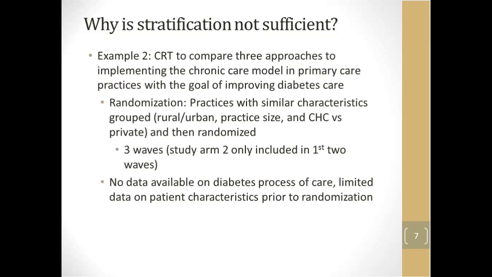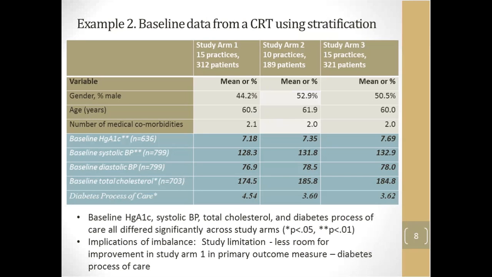So if you take a look at the baseline characteristics across these 3 study arms, using this kind of stratified approach, several of the baseline characteristics differed significantly across the study arms. And the one that had the most impact here was this baseline diabetes process of care, which was higher in study arm 1 than in study arms 2 and 3. And thus, there was less room for improvement in that study arm. And whether it affected the outcome, we don't know. It's a study limitation.